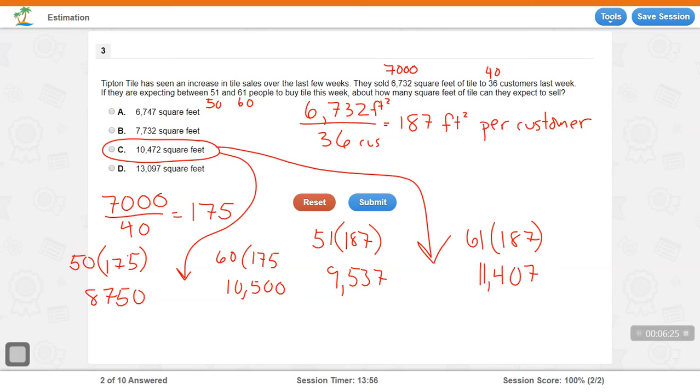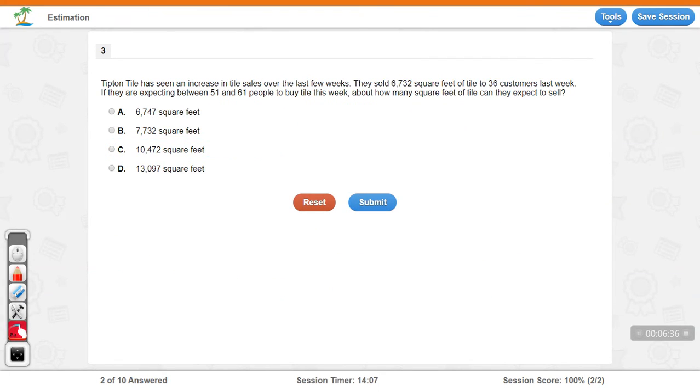Once again, I highly recommend don't actually round at all. Just do the problem out. You are allowed to use a calculator, so there's really no need to round. Do it out straight and then see what you got from there. Let's do one more together.